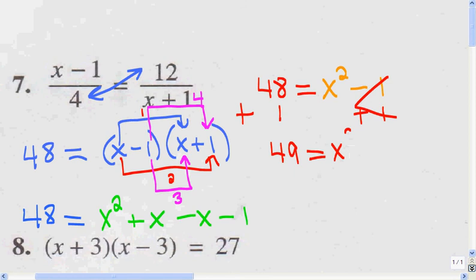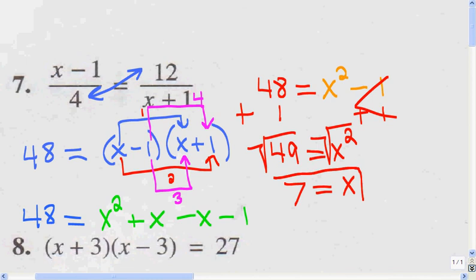x squared. Okay. Now that I've isolated the variable, I use my radical function to figure out what x is. The square root of x squared is x, and the square root of 49, well, does 49 have a perfect square root? Let's see. 5 times 5 is 25, 6 times 6 is 36, 7 times 7 is 49. Yes. The square root of 49 is 7. So x equals 7.